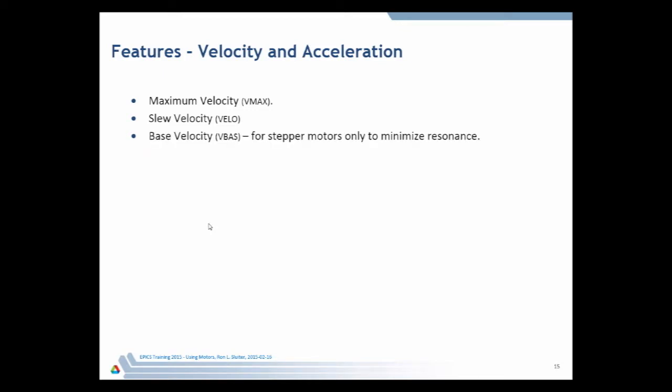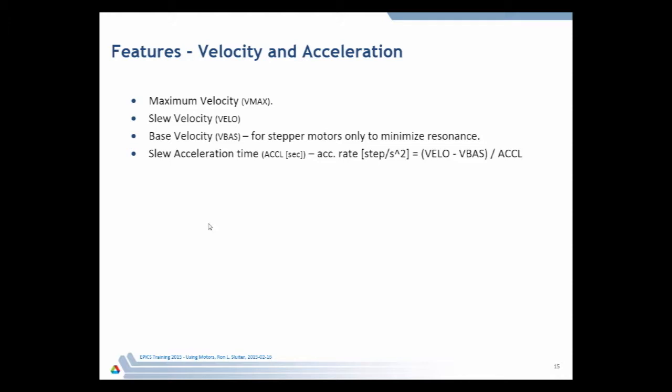Base velocity is for steppers only, used to minimize resonance, which really doesn't show up too much, because resonance is really only a problem with full stepping motors. It really shouldn't be much of a problem with micro stepping. And then the other parameter is acceleration time, which does get a little confusing.